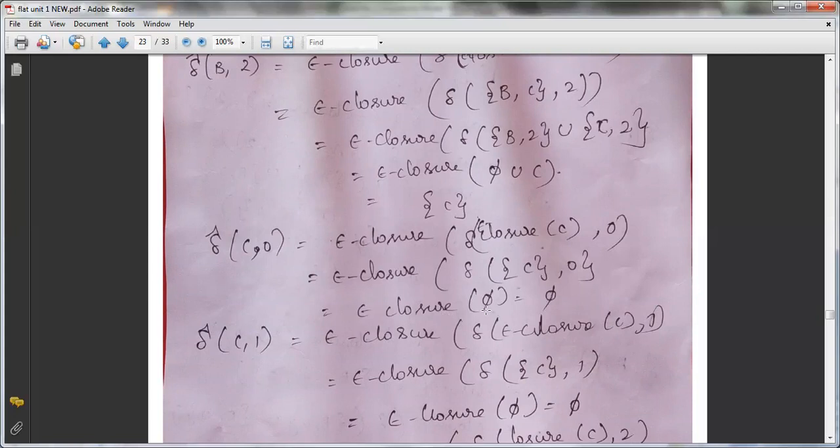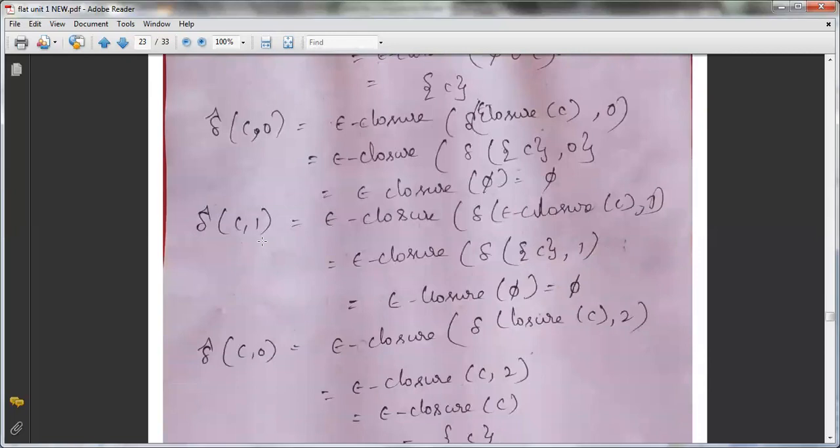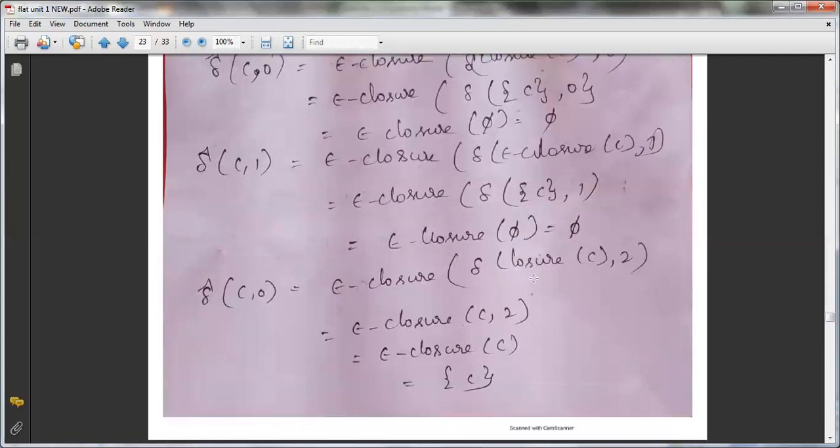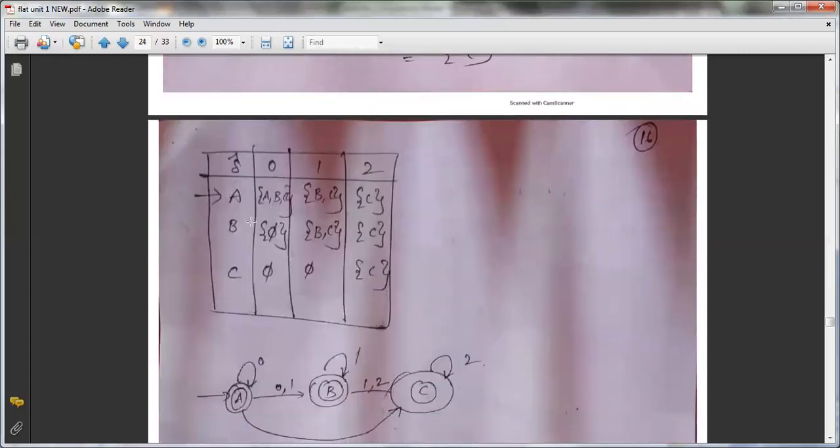So epsilon closure of pi here, that is equal to pi. And again, epsilon closure of C on 1 is epsilon closure of C comma 1, which is nothing but again pi here. So that will be pi. And again, epsilon closure of C comma 2: C on 2 is C, and epsilon closure of C is C again. So this is the transition table we have here.